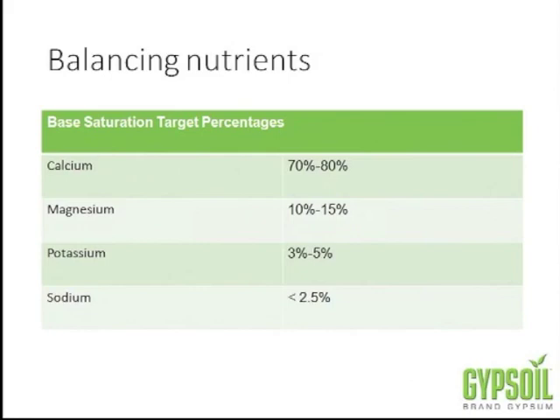Magnesium in about 10 to 15%. I think 12% is the perfect number if we can get there. Potassium, we strive to get to about 3 to 5%. And then sodium, we really want to try to keep below 2.5%. Sometimes that's a struggle in soils too, but one thing I point out is that we want to make sure we keep the sodium number lower than our potassium, because our plants can't really discriminate or tell those two apart.